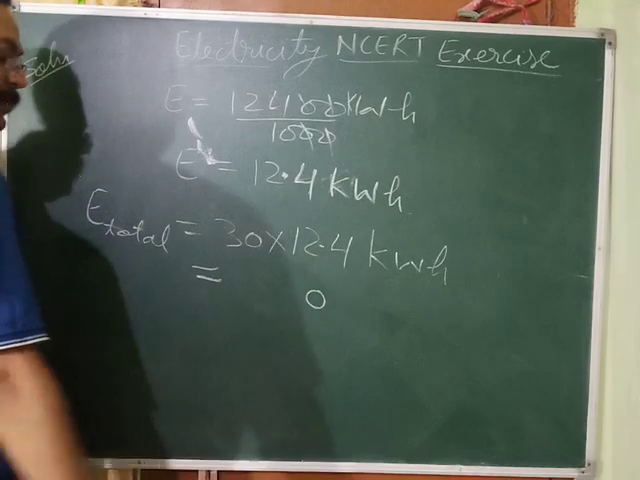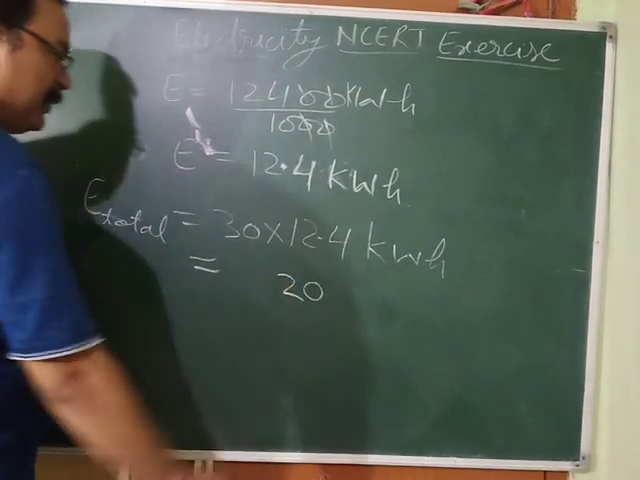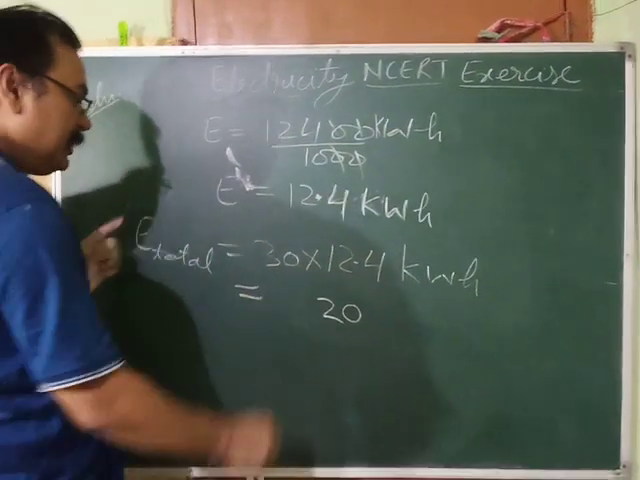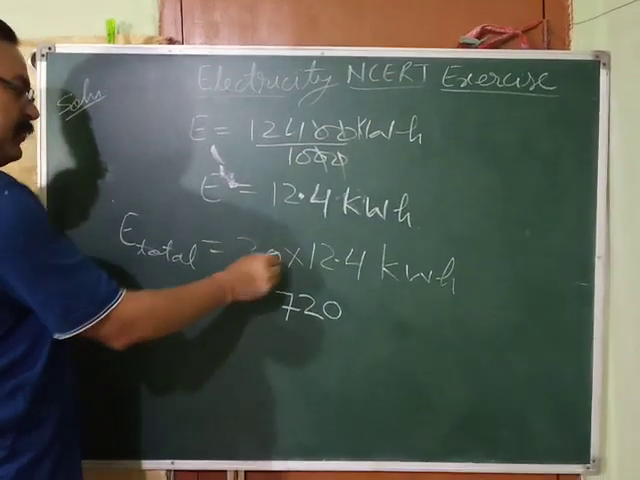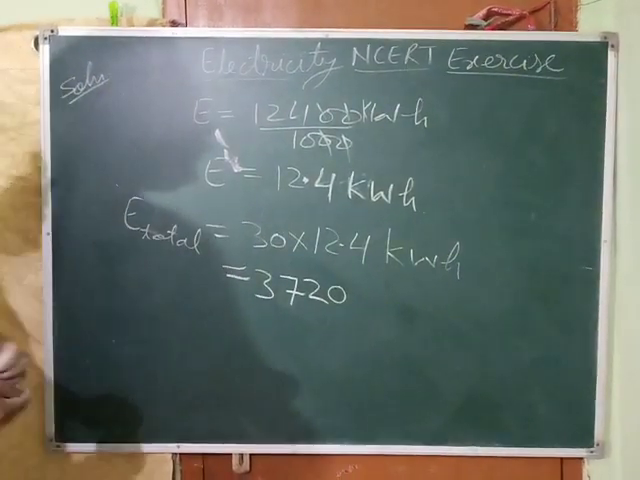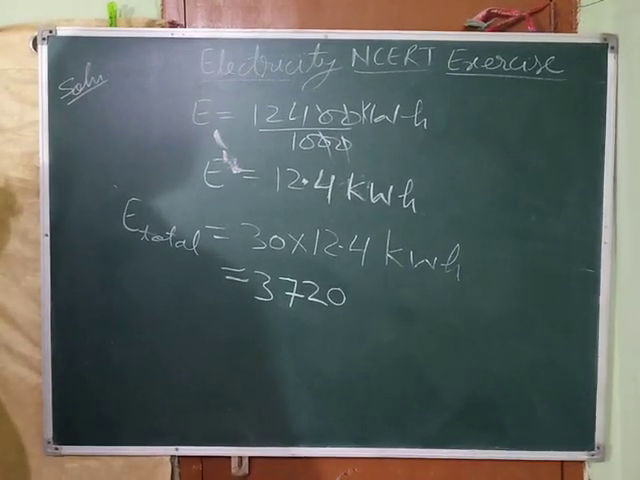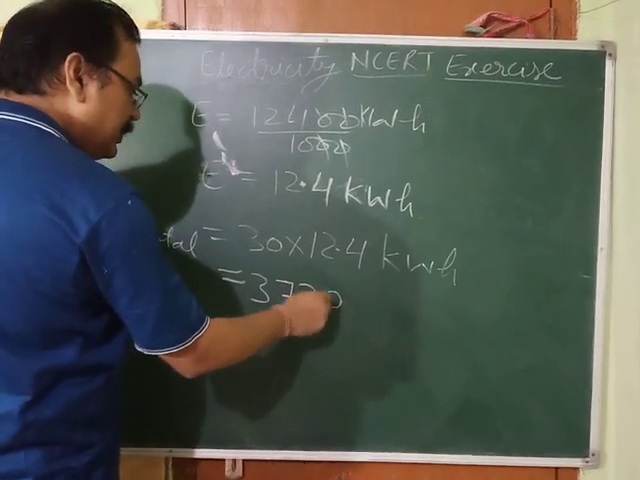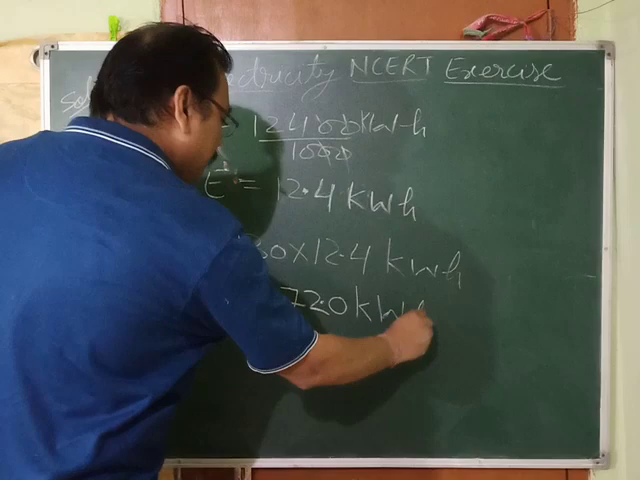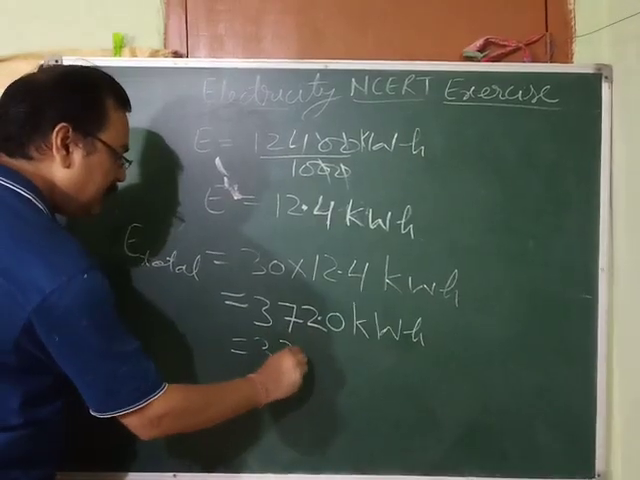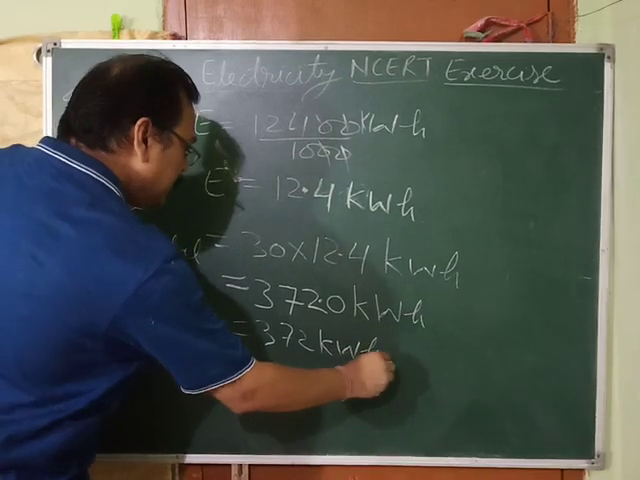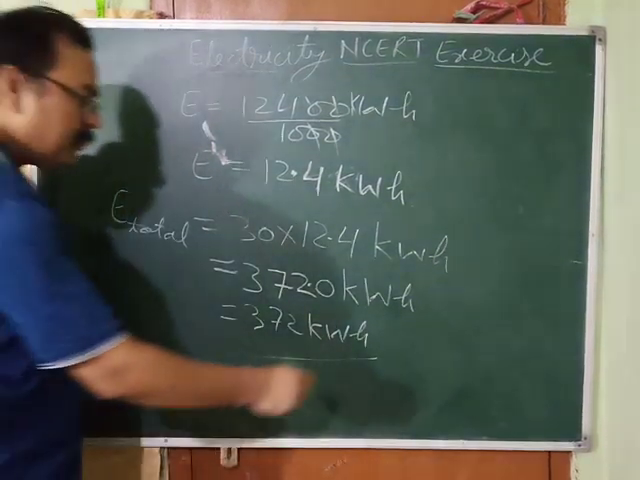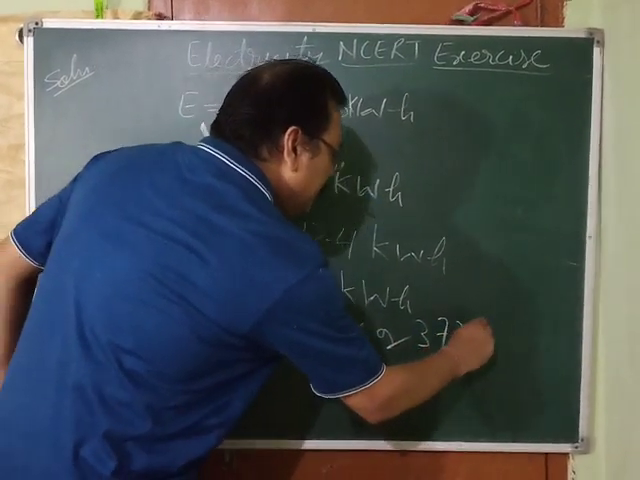Then 3 fours are how much? 12. 3 fours are 12. So, 2 is there, 1 is carry. Okay. 3 twos are 6, plus 1 is 7. Okay. 3 ones are 3. That's what you will get. You can check it. Now, the decimal is there after one place. So, you will get here kilowatt hour. So, how much are you getting? 372 kilowatt hour. Or you can write how much energy is consumed in the month: 372 units.